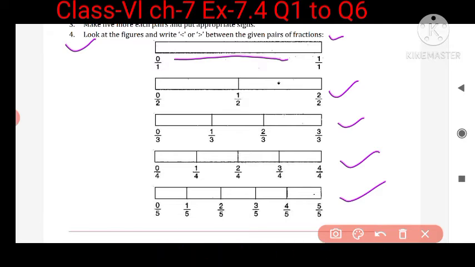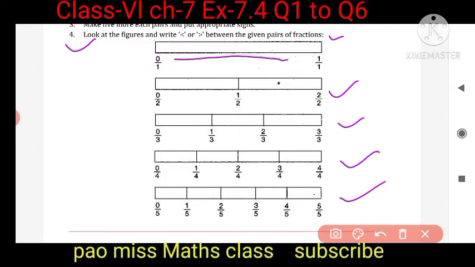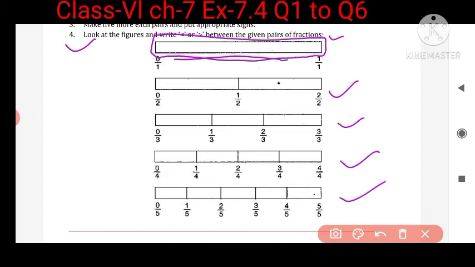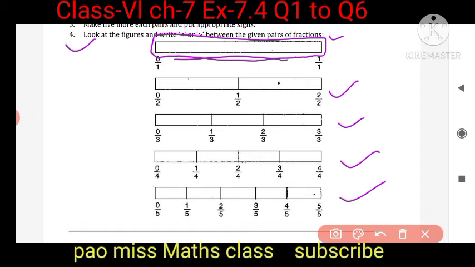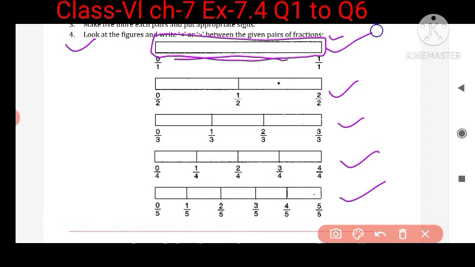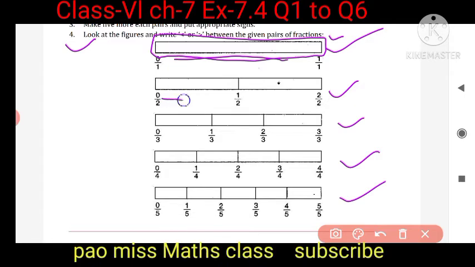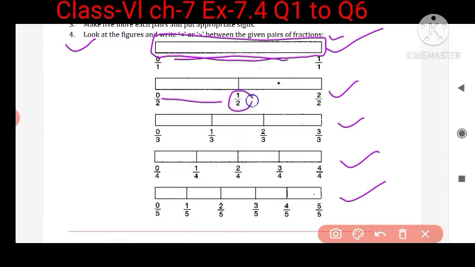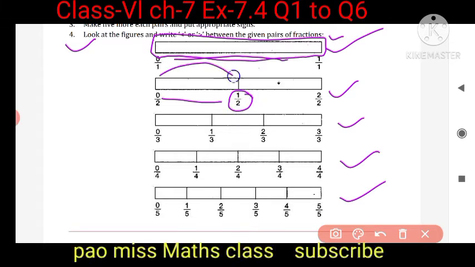Let me tell you one thing. Suppose, for example, these are chocolates, chocolate strips. Now the first one is one full chocolate. If somebody is having this chocolate, that means you are getting one full chocolate. And from here, where it is written half, that means this chocolate is divided into 2 parts.